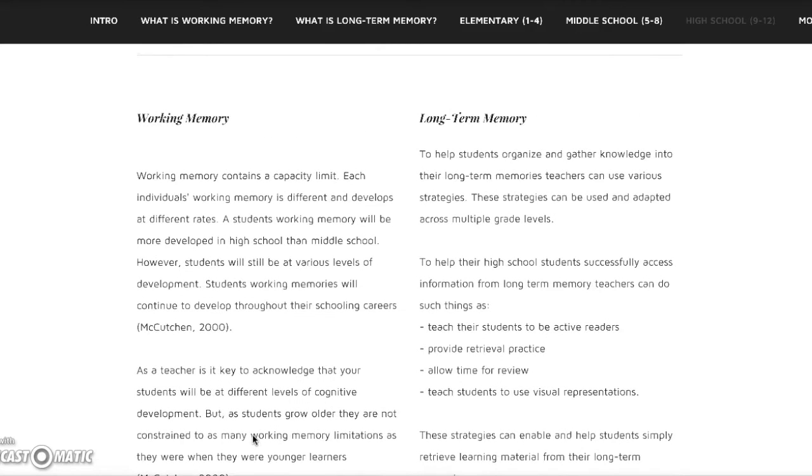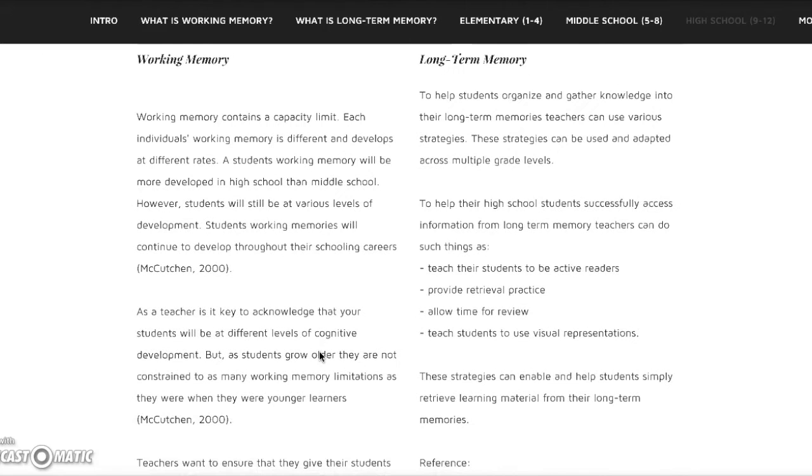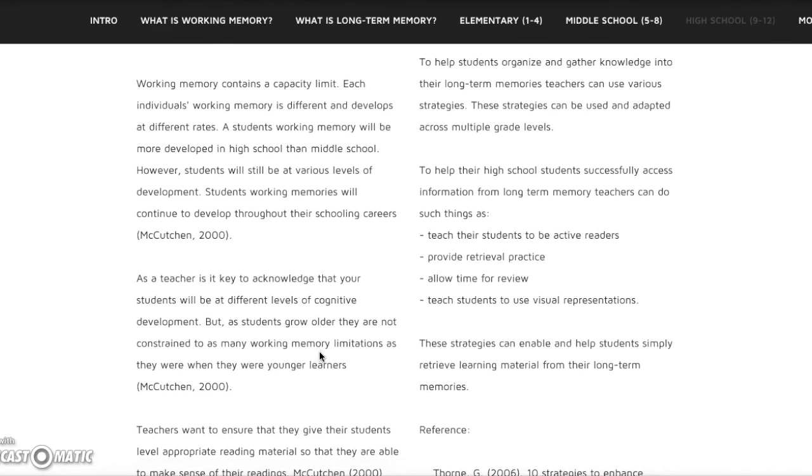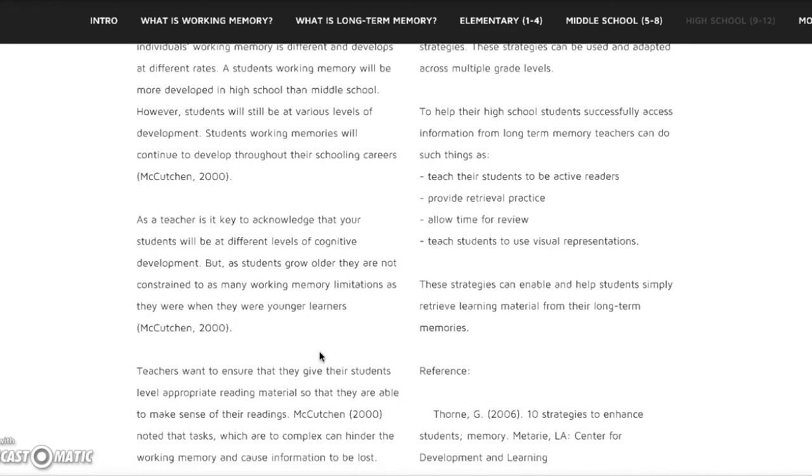And as we look at long-term memory, students organize and gather knowledge into their long-term memories. Teachers can use various strategies. These strategies can be used and adapted across multiple grade levels. To help their high school students successfully access information in long-term memories, teachers can teach their students to be active readers, provide retrieval practice, allow time for review, and teach students how to use visual representations. These strategies can help students simply to retrieve learning material from their long-term memories.